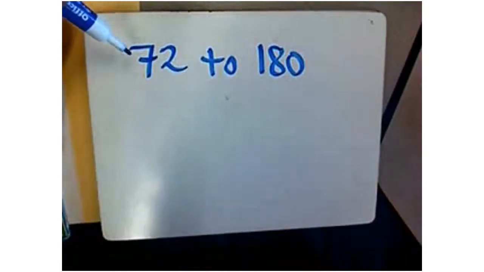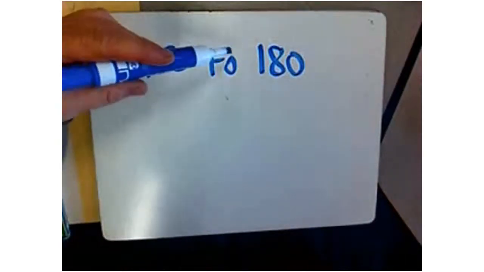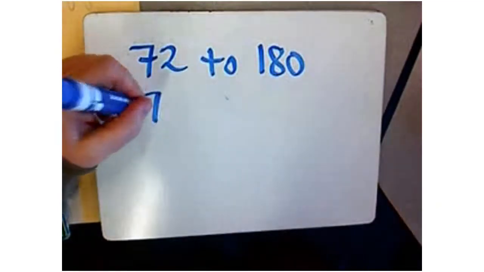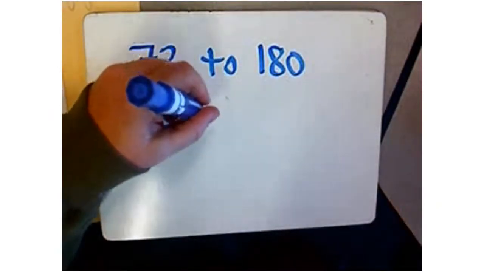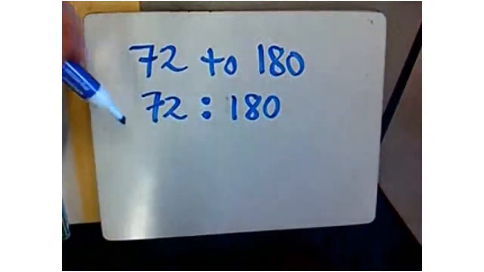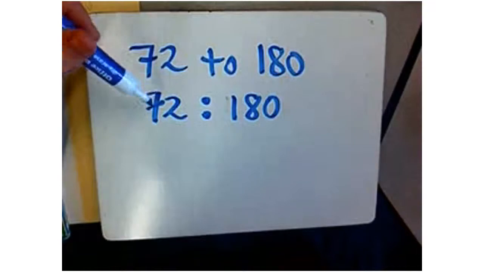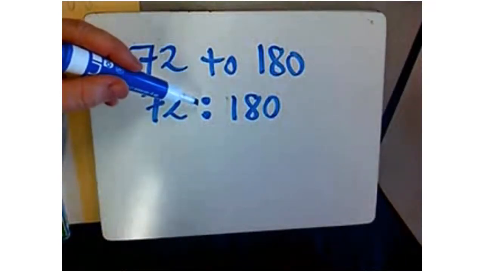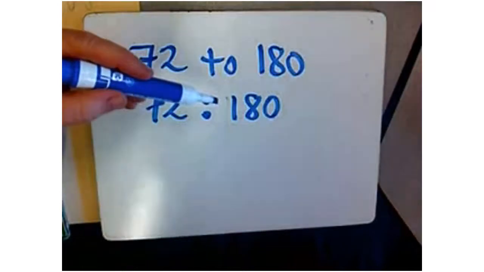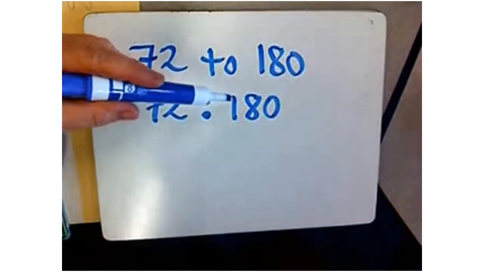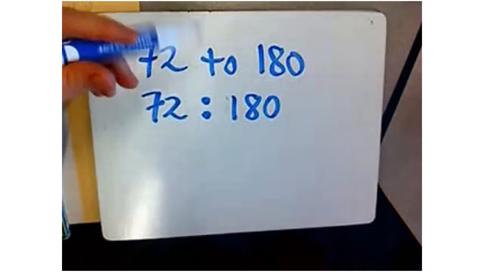So they write it out with the word TO, 72 to 180. They write it out with a colon in print, and in Braille they use the Nemeth colon, which means you would do a number sign, 72, a space, then a .5, then a .2, then a space, then a number sign, 180, because it's a comparison symbol like an equal sign.